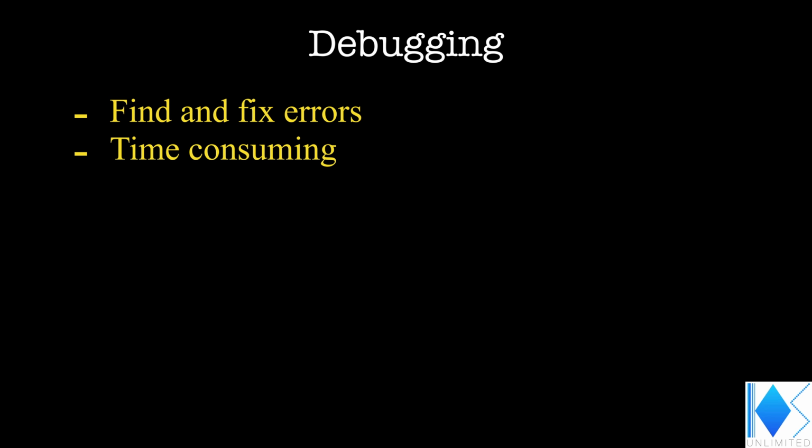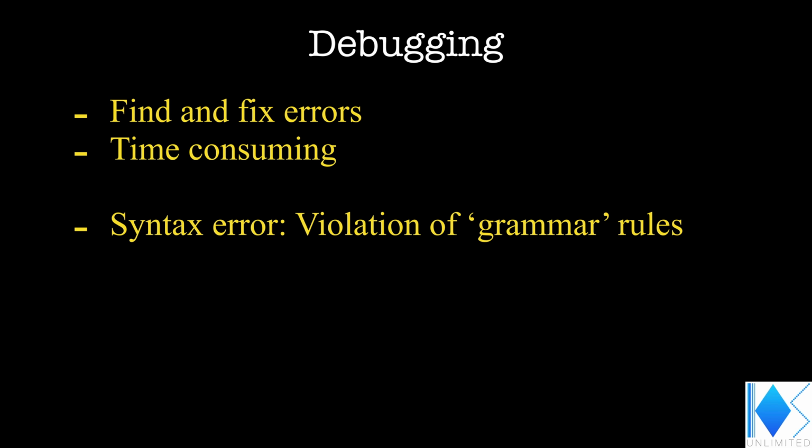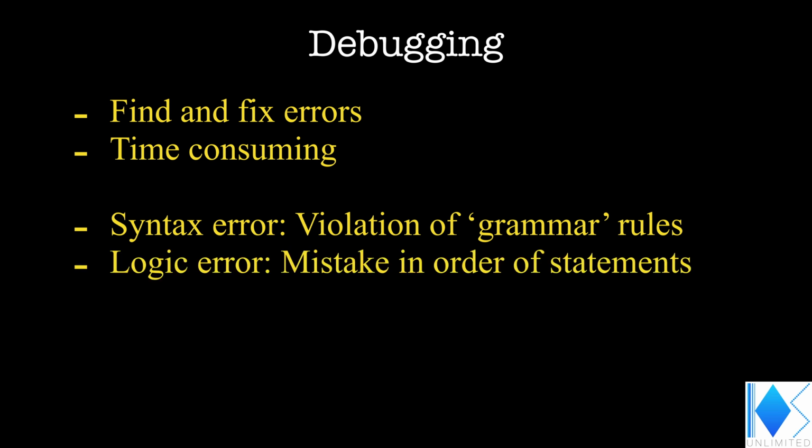Syntax errors are the first you will make and the easiest to fix. A syntax error means that you have violated the grammar rules of Python. This is when you forget a parenthesis or just misspell a word. A logic error is when your program has good syntax, but there is a mistake in the order of the statements, or perhaps a mistake in how the statements relate to one another.